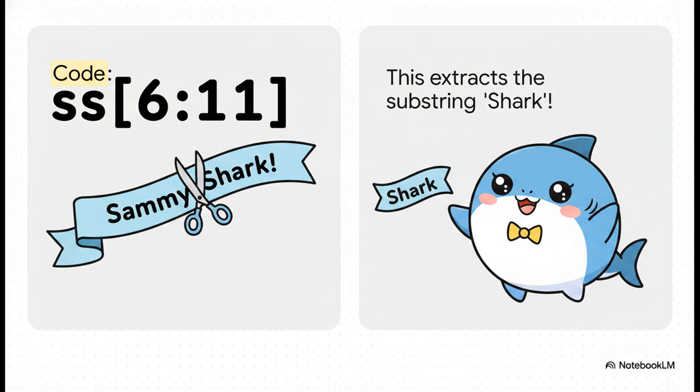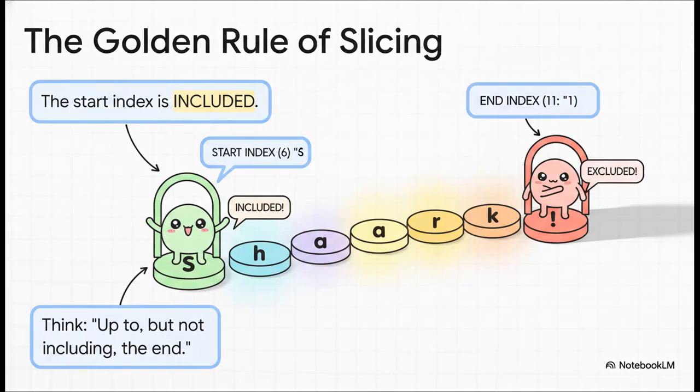If we look at our map, we can see the S starts at index 6, so that's our starting point. But wait a second. The K is at index 10, so why does our code say to end at 11? This brings us to the golden rule of slicing. Here it is. This is the key. When you slice, the character at your starting number is included, but the character at your ending number is excluded. The slice goes up to, but does not include that final position. So 6:11 really means start at index 6 and grab everything until you get to index 11.